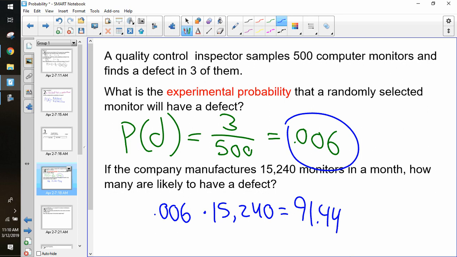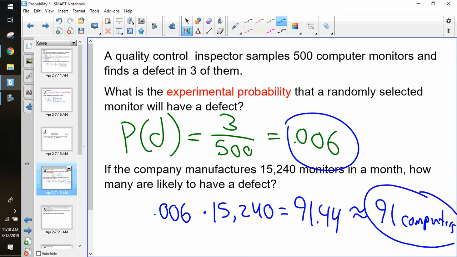But here's the question: is it possible to have 91.44 monitors? I'm going to round down because 0.44 is closer to 91 than to 92, so we'll round it to the nearest whole number, which is 91. Computers or monitors, whatever. So out of those 15,240, I should find 91.